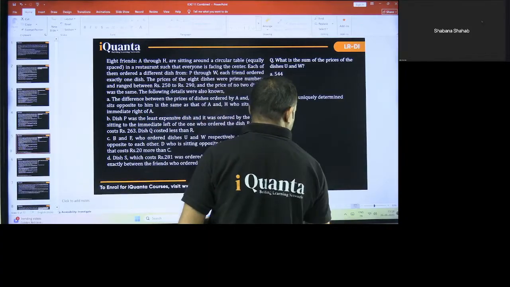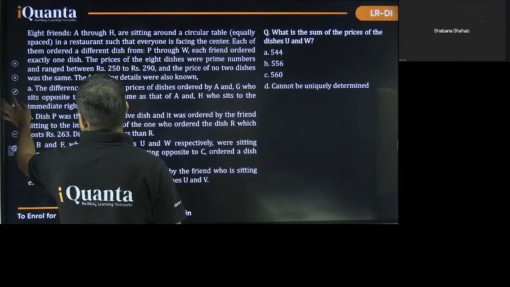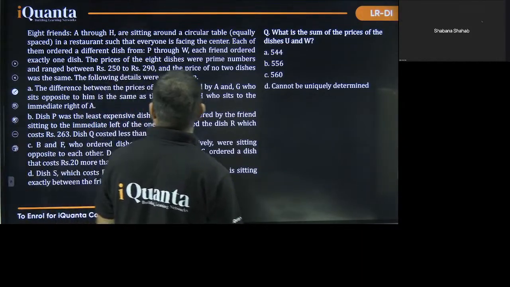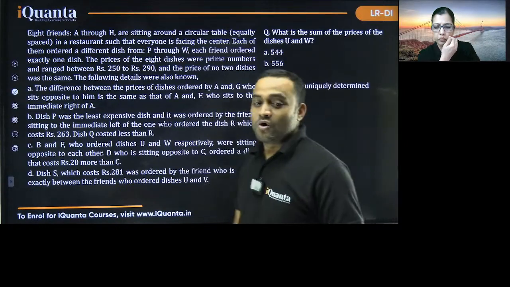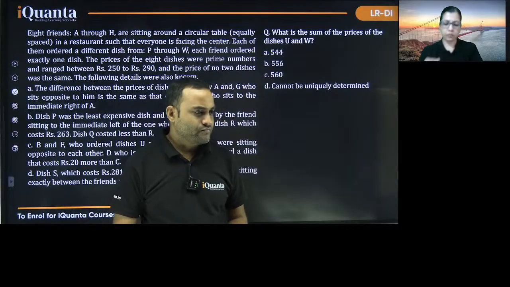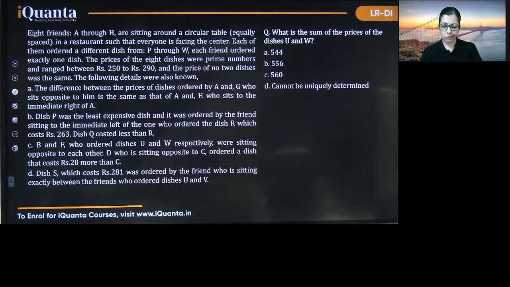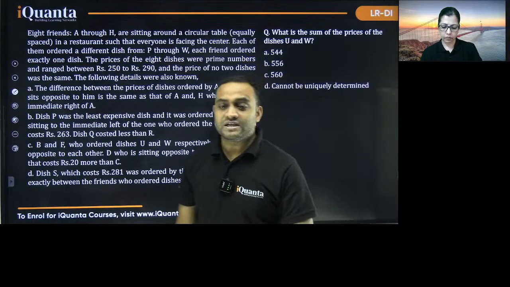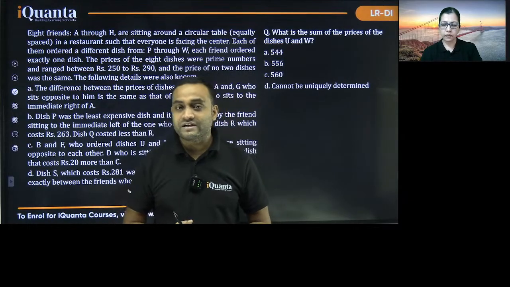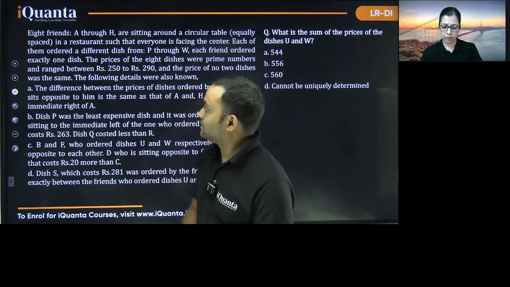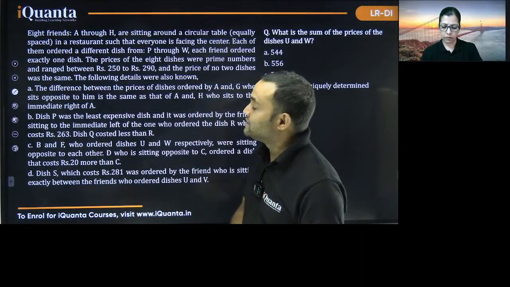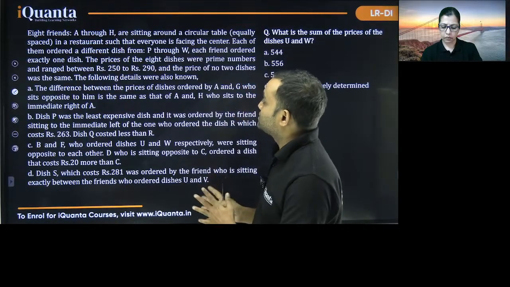But if we talk about all the sets individually, like this set, it was 8 friends, A through H, sitting around a circular table. Okay, so usually circular arrangement sets are not given in CAT, but we don't know when they can ask this one. So that's why we had not many sets based on circular in recent mocks.